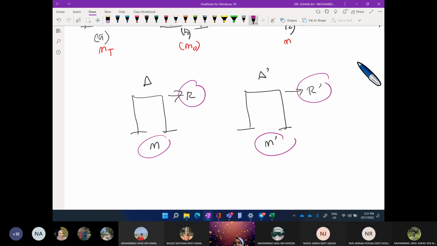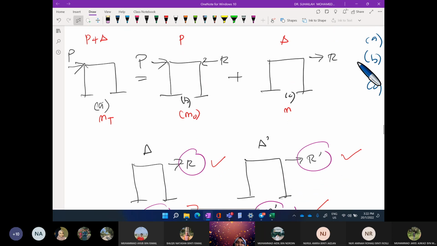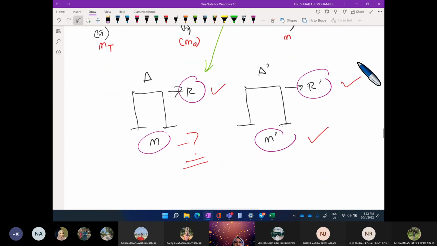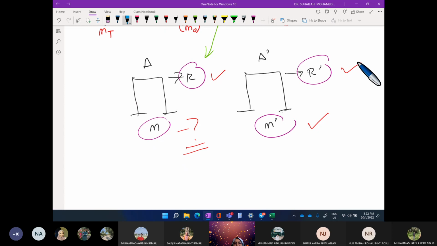We want the value of M. This is what we want, but we don't have M. What we have is M prime from the second table. Of course we can calculate R prime from the second table, and the R value we get from table number 1. These two R are the same R, in different directions. So from these two diagrams, we interpolate M, R, M prime and R prime.